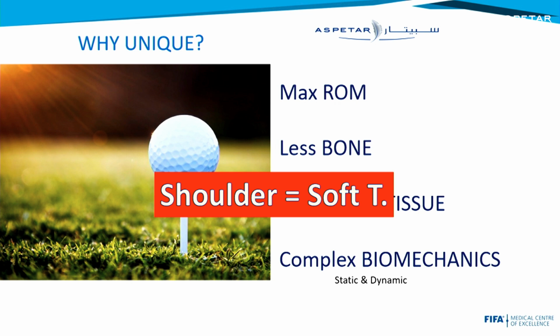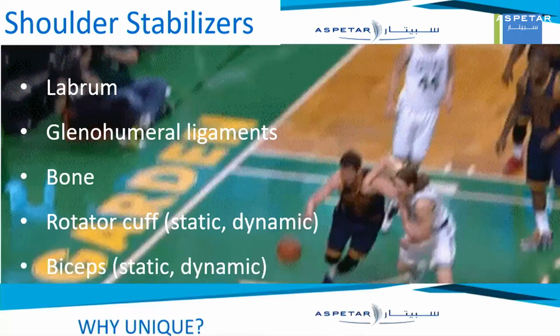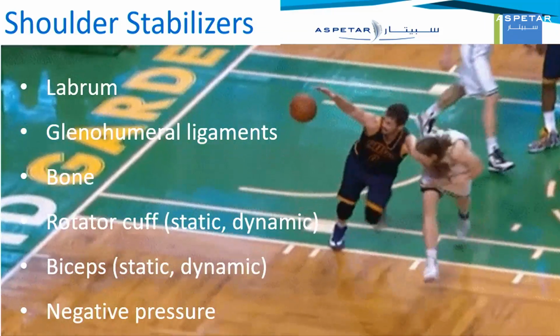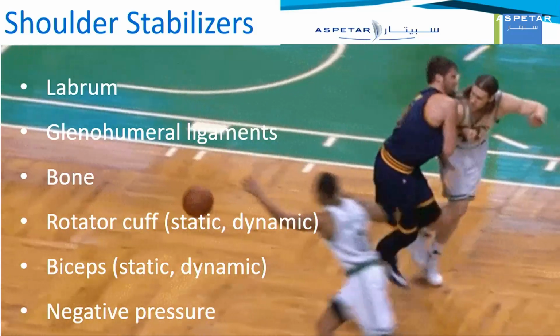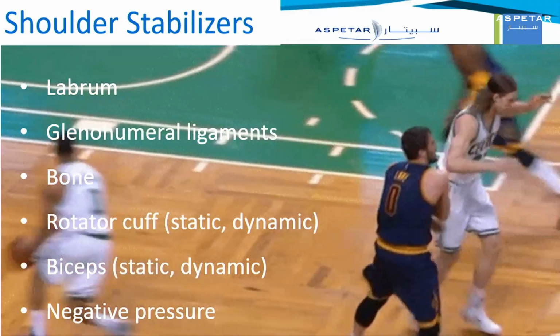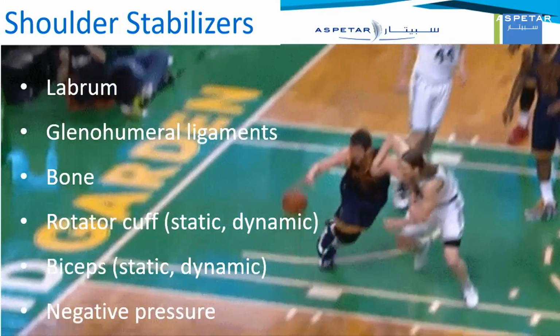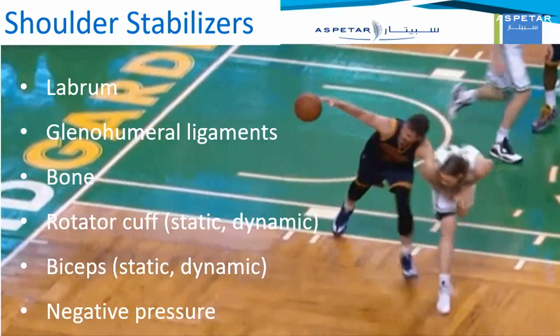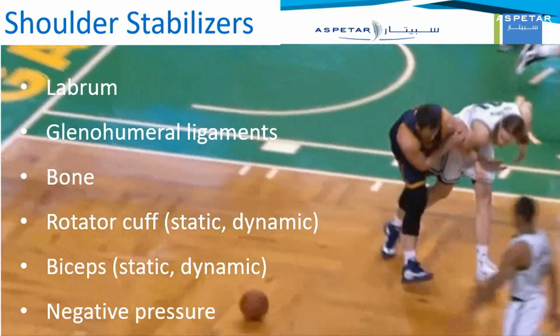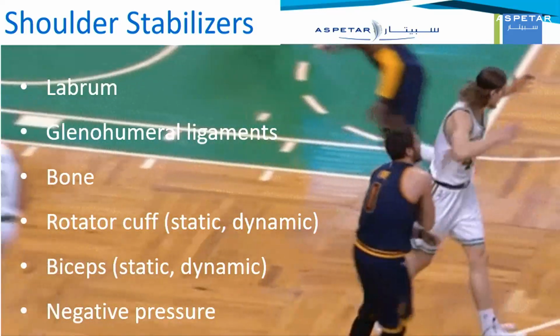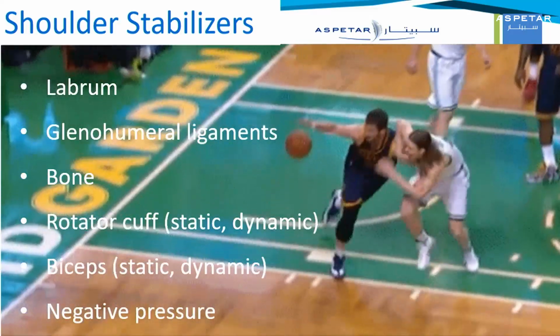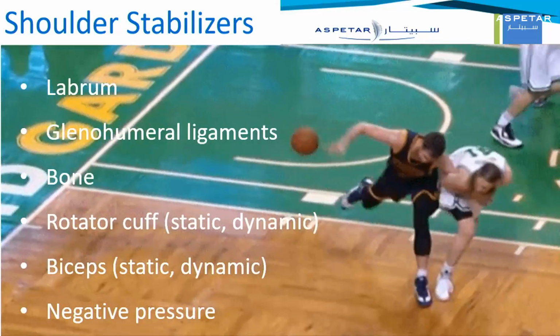So all the audience now in the salon, I see your faces, you are very comfortable, you are not dealing with your shoulders, they are all in their original place. You know why? Because luckily we have many stabilizers of our shoulder. We can divide them into two: dynamic stabilizers versus static stabilizers. The most famous are the labrum and the glenohumeral ligament, which act as static stabilizers, and bone and the negative pressure are the main static stabilizers of the shoulder. On the other hand, the rotator cuff and the biceps tendon are the dynamic stabilizers. They all work together to keep your shoulder in its own place.